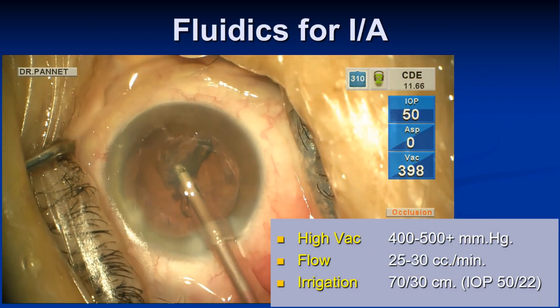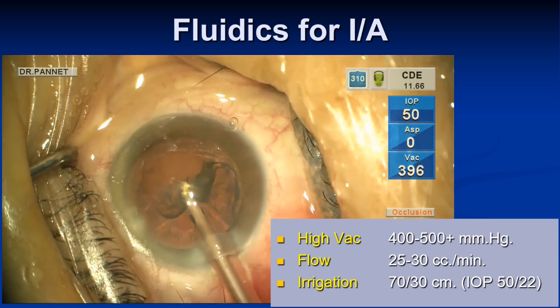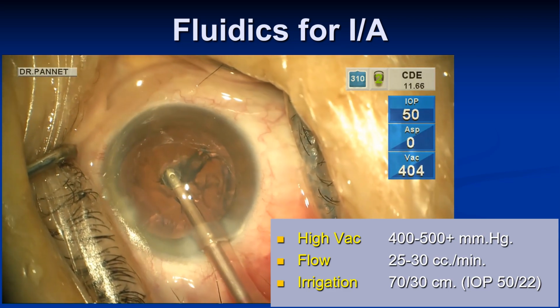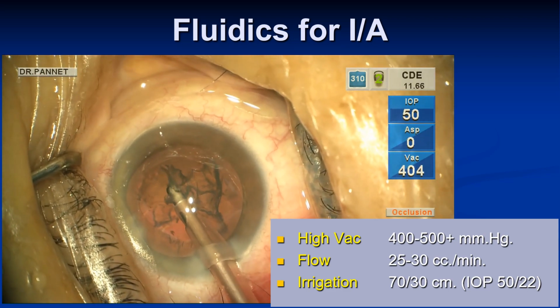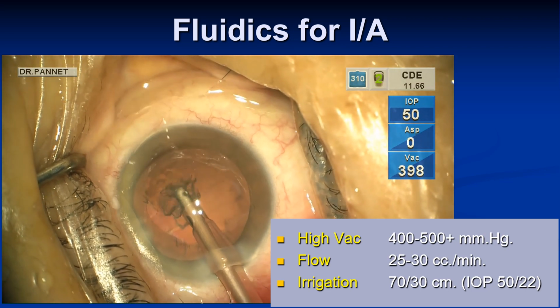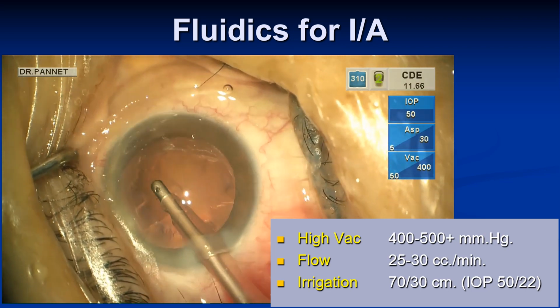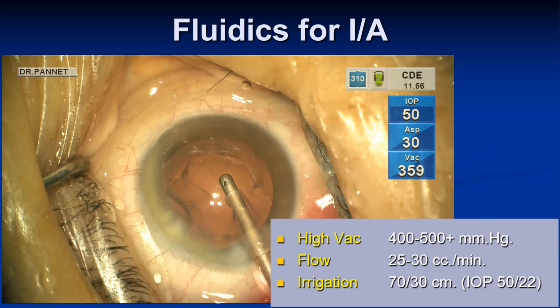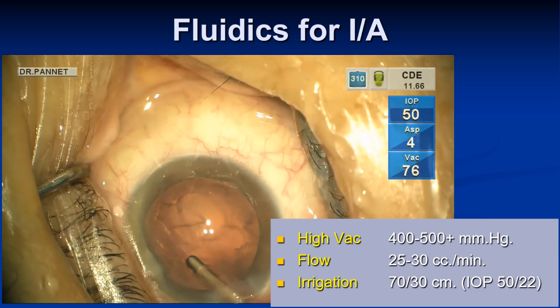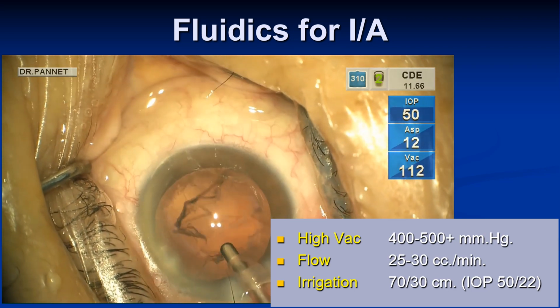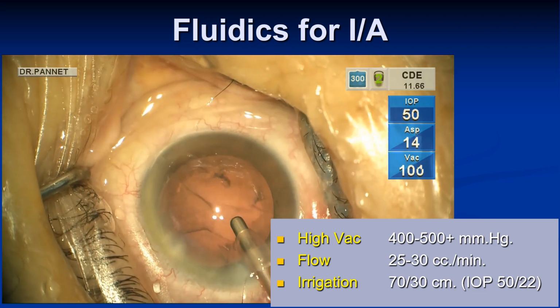During IA, we can use high vac and high flow with minimal chance of surge because the IA port is small. The irrigation bottle height is about 70 cm during cortex removal, and we will lower the height to 30 cm during capsule polishing.